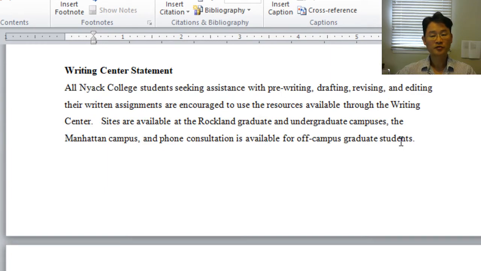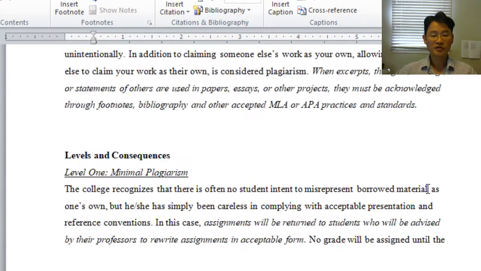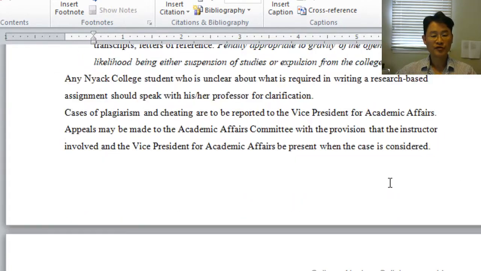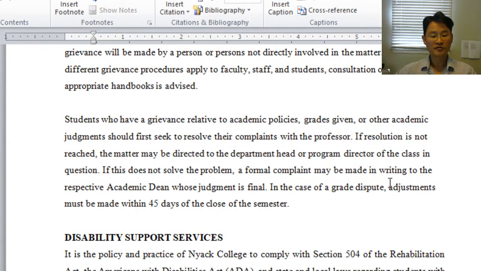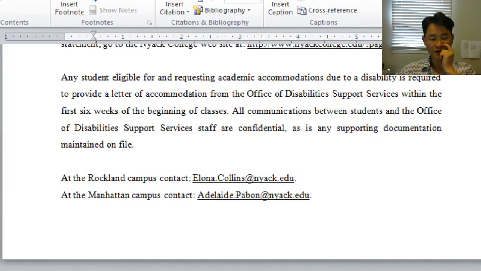And writing center is available, not necessarily for this course because this is math. We don't have any essay type of questions or homework assignment, but it's good to know that they have writing center. And plagiarism, again, not really relevant for us, but you can definitely read through it, and if you have any question, then you can ask me later, right? So basically, this is what we have, and there is also disability support service as well. So if you need, you can email, and they'll probably be able to arrange something for you.